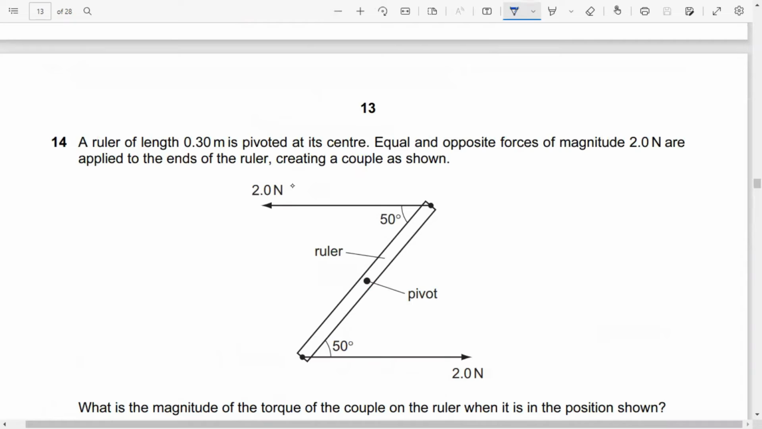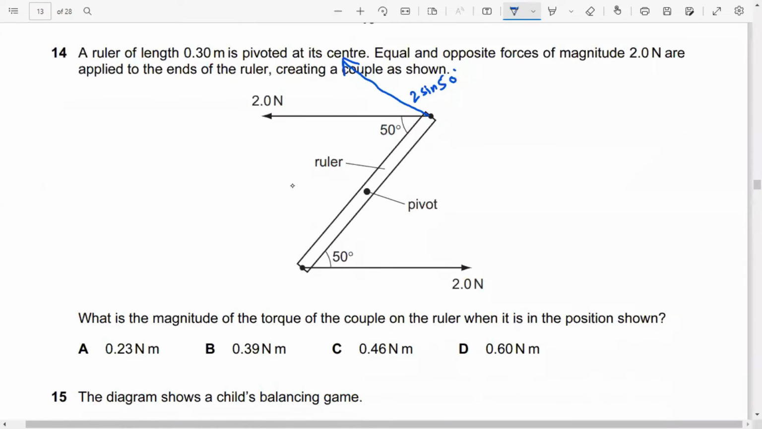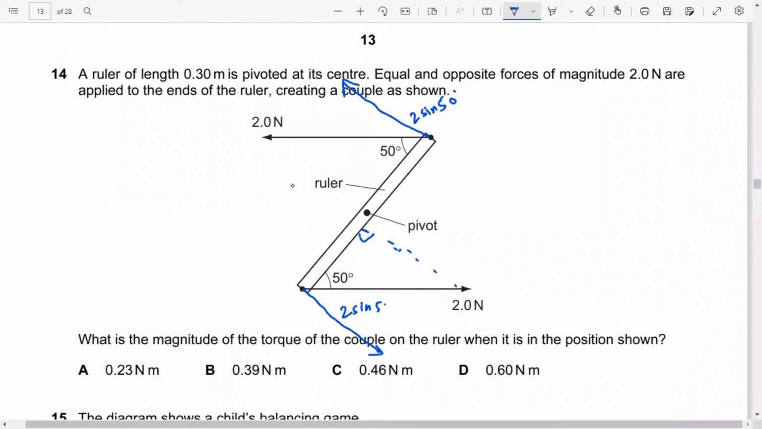आप क्या करेंगे, आप इसका कंपोनेंट निकालेंगे. ये है 2 sin of 50. ठीक है, यहां पे भी आपके पास ये कंपोनेंट आप निकाल सकते हैं, वो भी 2 sin of 50 बन रहा है. ठीक है ना, इसके सामने वाला हमेशा साइन होता है एंगल के सामने वाला. इट्स लाइक दिस. तो सी आंसर है. ठीक है, और आपके पास इसका पूरा जो डिस्टेंस है, रूलर का लेंथ जो है वो क्या है, 0.3 मीटर्स.